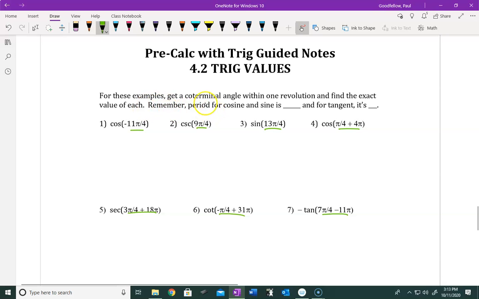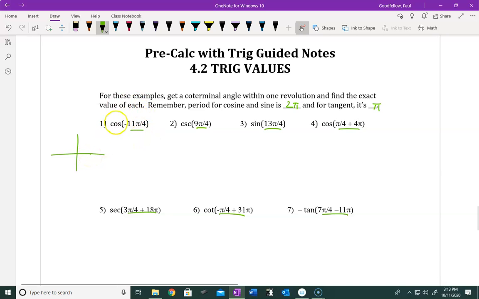Okay? So remember that the period for sine and cosine is 2 pi, and for tangent it's pi. Now I'm going to show you the first couple of concepts to see what's going on. This particular one is saying negative 11 pi over 4 has been rotated out. Well, this is going the wrong way.